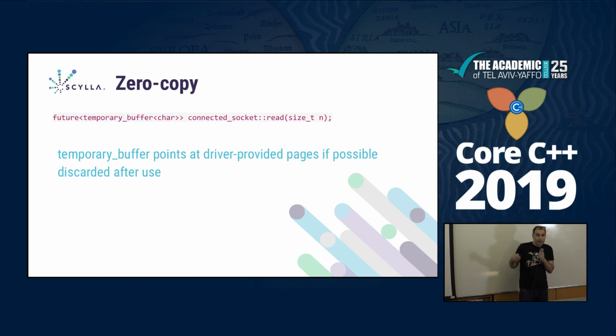And you can share those temporary buffers. So if, for example, a packet contains objects that need to be processed by different continuation chains, you can split the temporary buffer into two, give each piece to another, and the temporary buffer will end its lifetime, will release its memory back to the system when the last user stops using it.